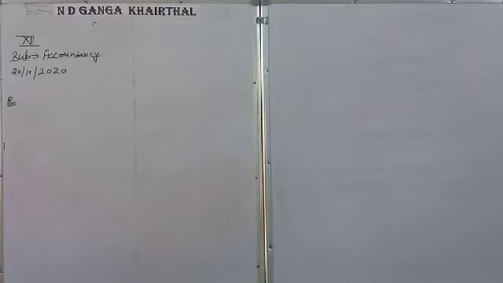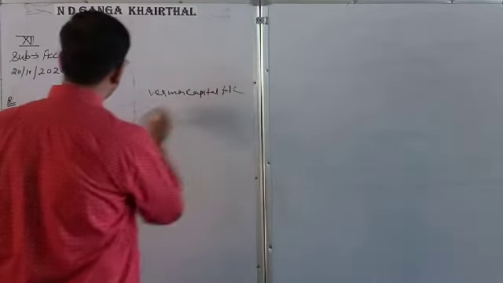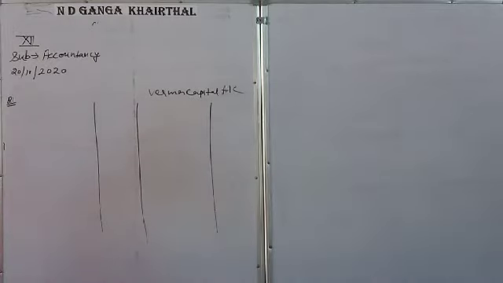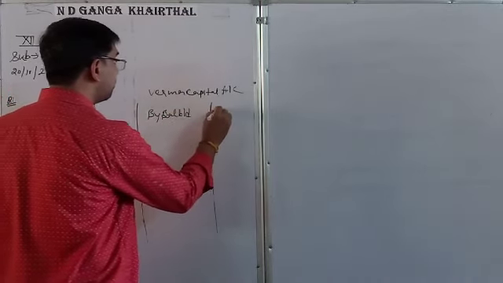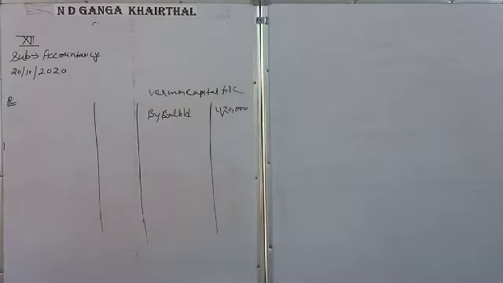So prepare Verma's capital account. Okay, so in this question, we are preparing a Verma capital account, with two sides. The balance due to Verma's executor is calculated as the balancing figure. The opening balance in this question is 4,20,000, so by balance brought down we write 4,20,000. Okay. Next, by profit and loss suspense account.